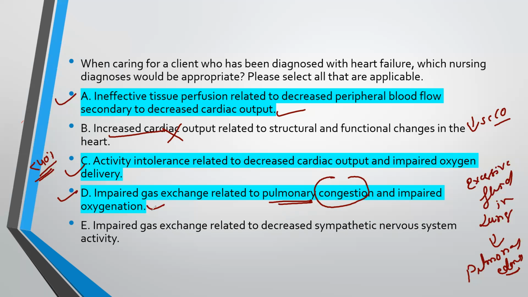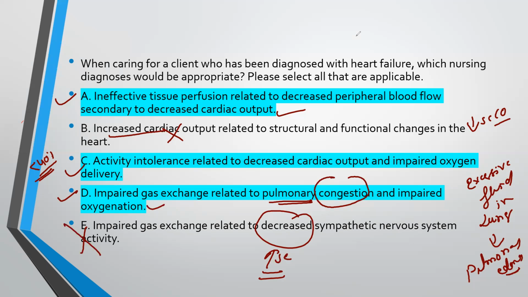And the option impaired gas exchange related to decreased sympathetic nervous system: this is an increase, not a decrease. It is due to the increased sympathetic nervous system. So the E option is not right.